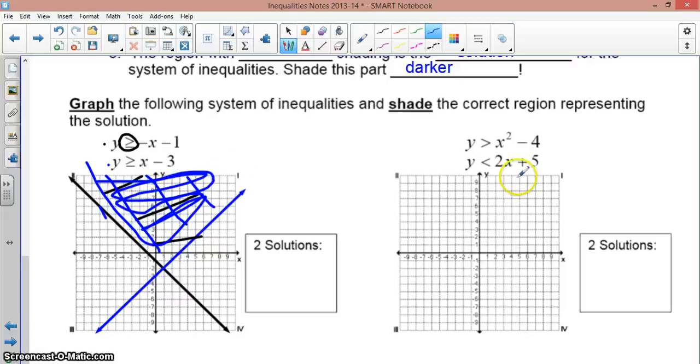Go ahead and try this second example on your own. Just be careful, this is going to be a parabola now first. So you're going to have a parabola and a line, shade as normal, find that double shade and make it darker. And then check your answers within your group.